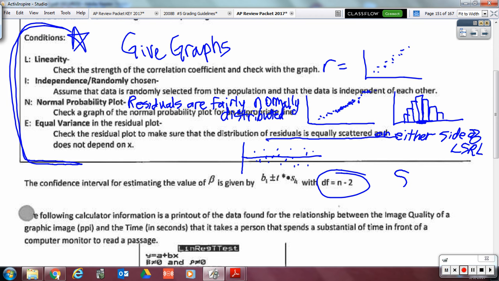And what happens if they ask you to give the standard deviation of the slope? Remember, standard deviation of the slope is b over t. It's a pain in the butt. Standard deviation of the slope is a pain in the butt.